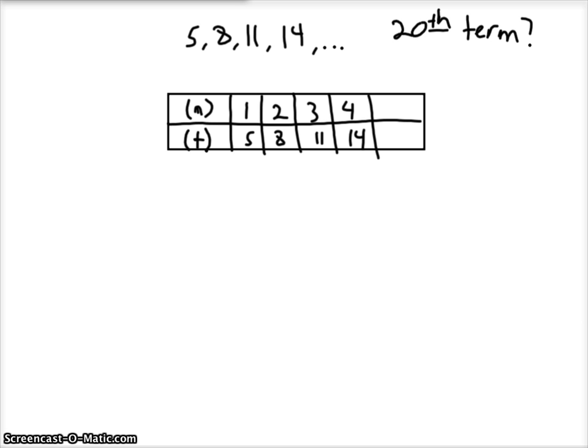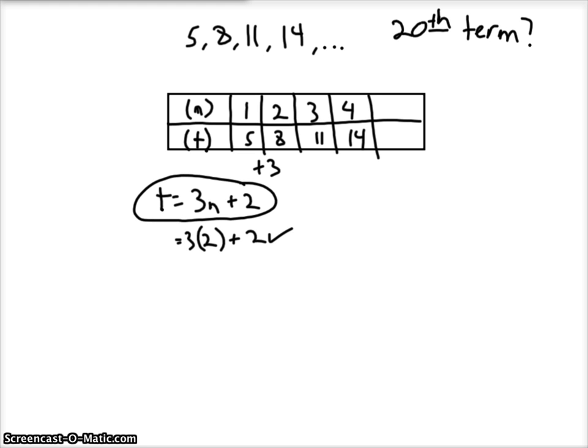We're looking at the difference between 5 and 8, which is 3. So I know that t is going to equal 3n. If I plug in 1, I'm going to get an answer of 3. So then I do 5 minus 3, which is 2. So I need to add 2. I'm just going to double check. I'm going to plug in 2 just to be safe. So we have 3 times 2, which is 6, plus 2 is 8. So that is okay. I know that this equation is okay to use to find our answer.